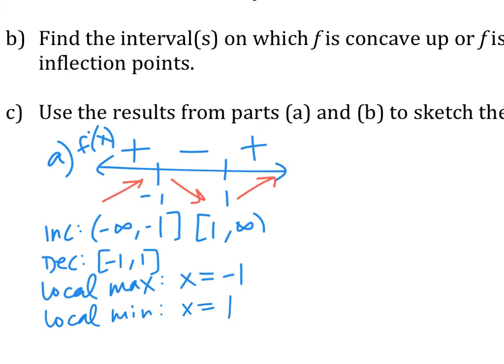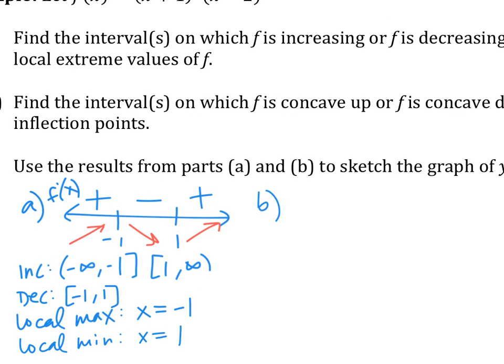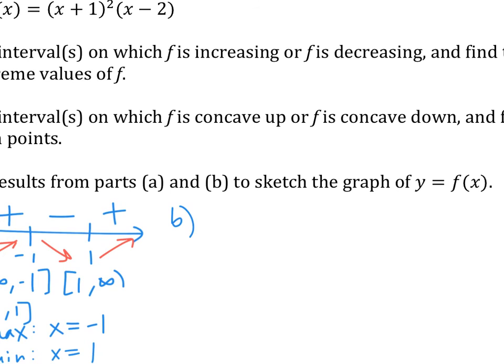All right, B. B says, find the intervals on which f is concave up or concave down, and find all inflection points. Whenever they say concave up, concave down, or inflection points, it just means second derivative. So we are going to find the second derivative, make it equal to 0 or undefined, and then do another sign chart. So it's kind of the same thing. Go ahead and do that.